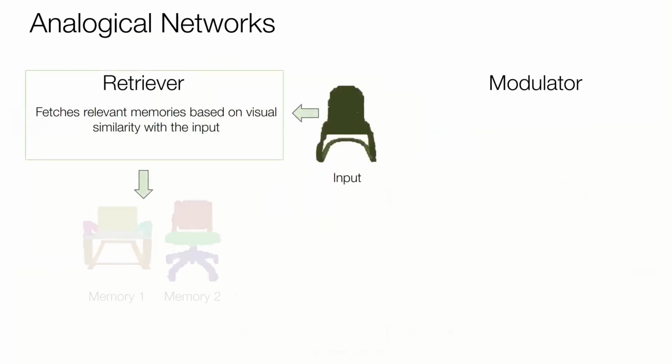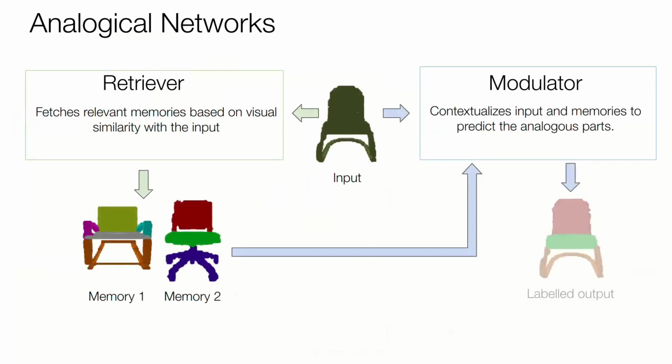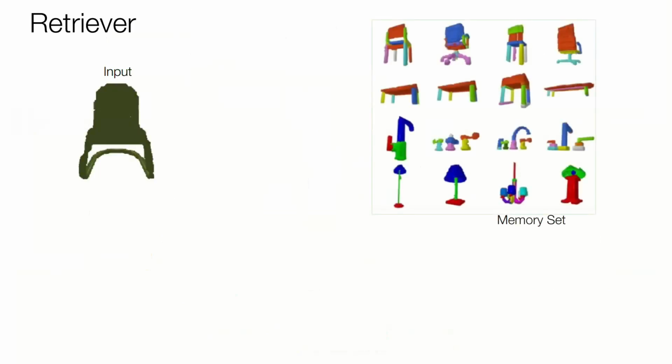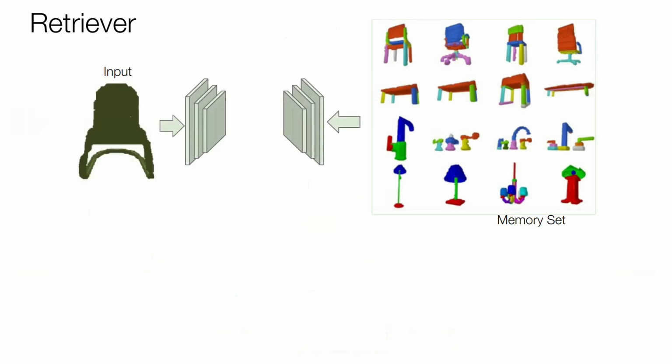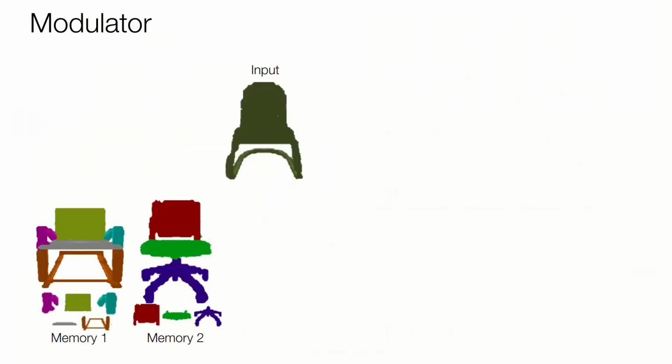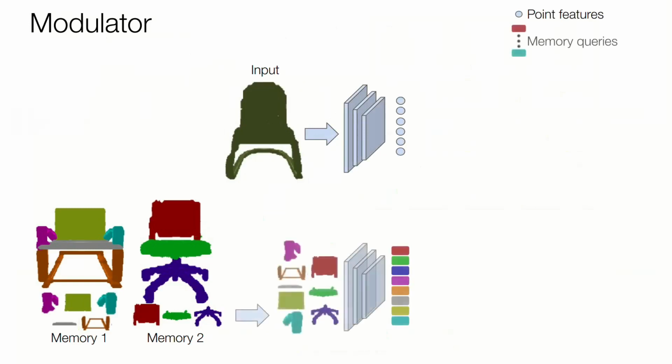Our model is comprised of a retriever and a modulator. Given a 3D input scene, the retriever finds the relevant memories and the modulator predicts the analogous part structure. In more detail, the retriever has access to a large bank of annotated previous examples. We encode each memory and the input scene with the same encoder and use k-nearest neighbors to find relevant memories. The modulator jointly encodes the input scene and the retrieved labeled memories.